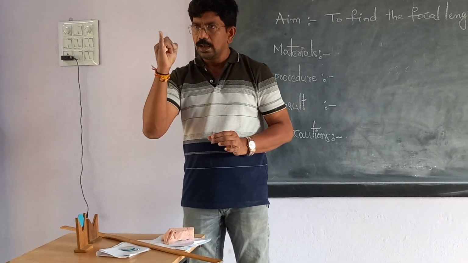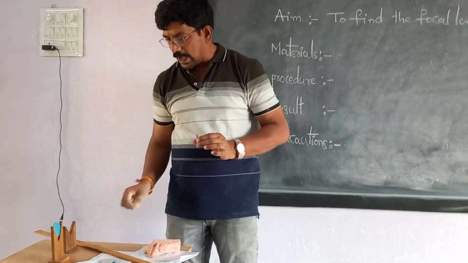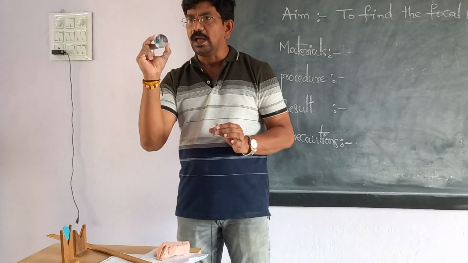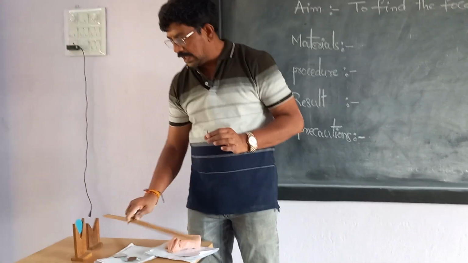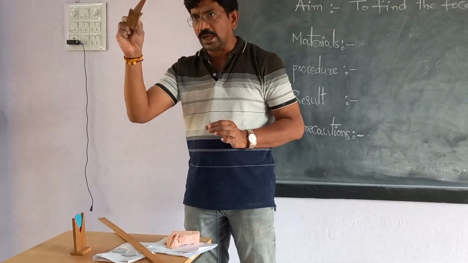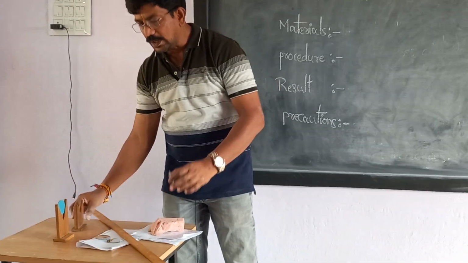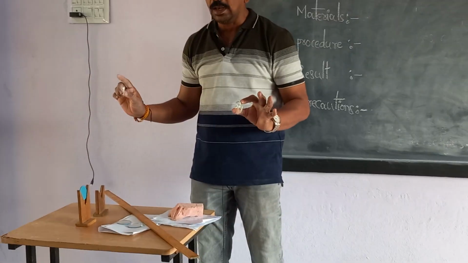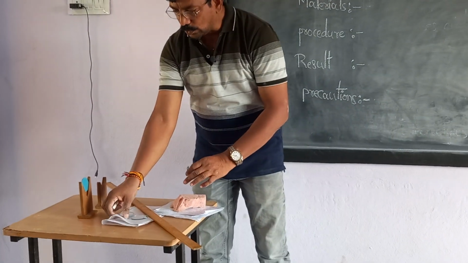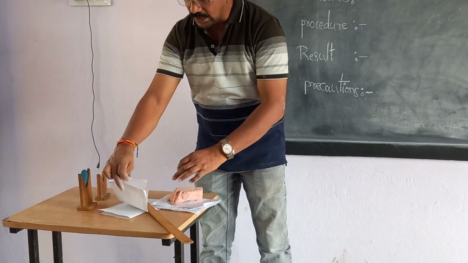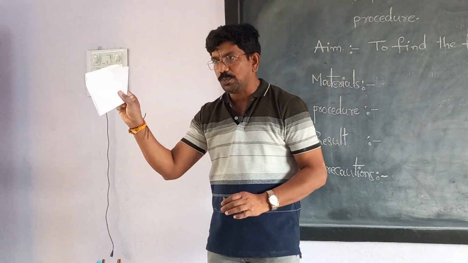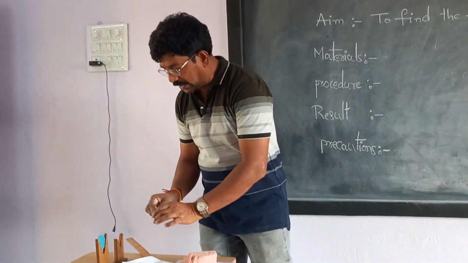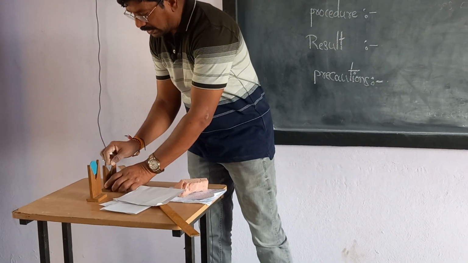One is the concave mirror. The second one is the meter scale. Next one, V stand. Next one, optical bench. Next one, to catch the image, you need a white paper which serves as the screen. These are the materials needed.